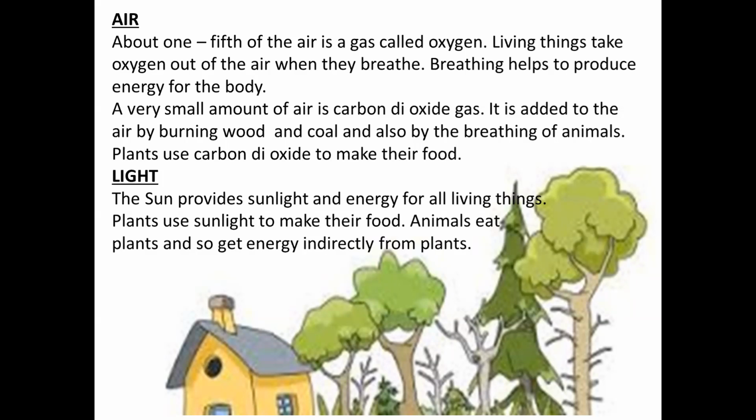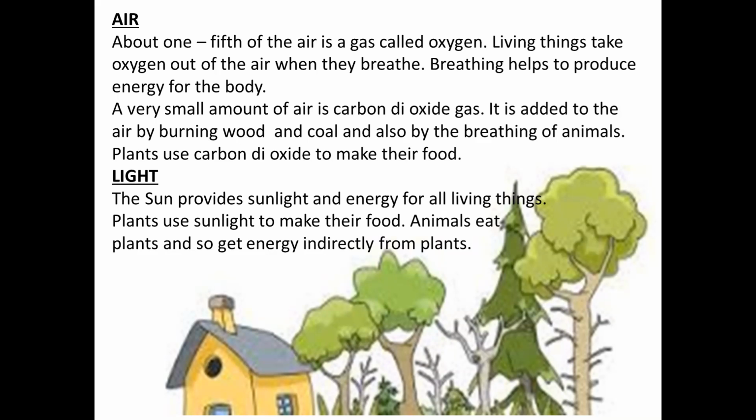Breathing helps to produce energy for the body, because when we take in oxygen, it mixes with our blood. Our digested food is already there. So when this digested food and oxygen reach each and every cell of our body, we get energy.